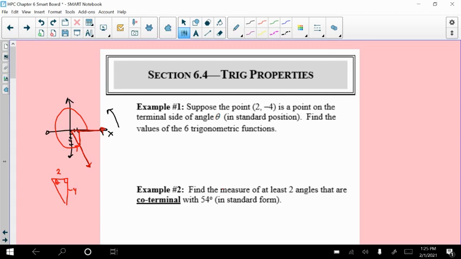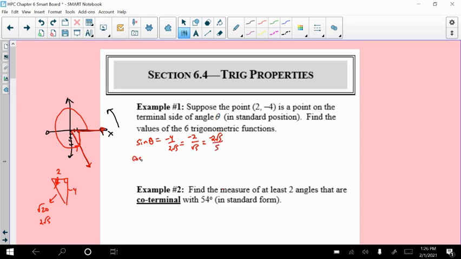And I can use the Pythagorean theorem: 2 squared plus 4 squared, so 4 plus 16 is root 20. So I know my hypotenuse is root 20, which simplifies to 2 root 5. Now it says, find the 6 trig values. Once I've set that triangle up, I can just do sine of theta. This is our theta here, so it would be -4 over 2 root 5, which we could reduce to -2 over root 5, and then rationalize that to -2 root 5 over 5.